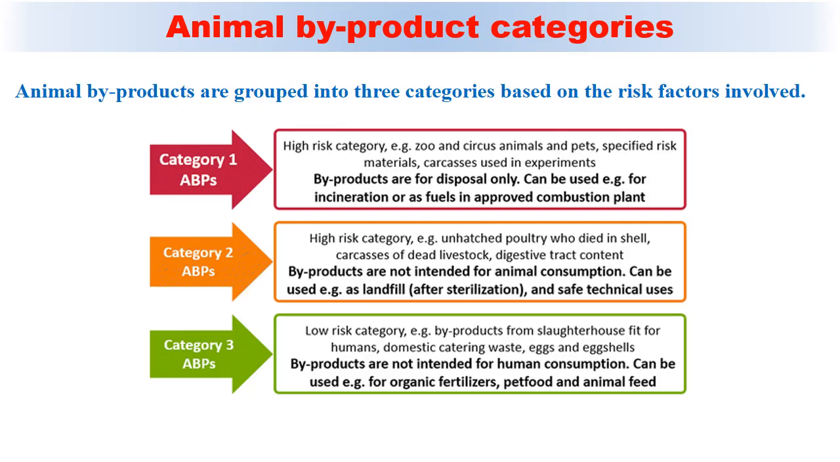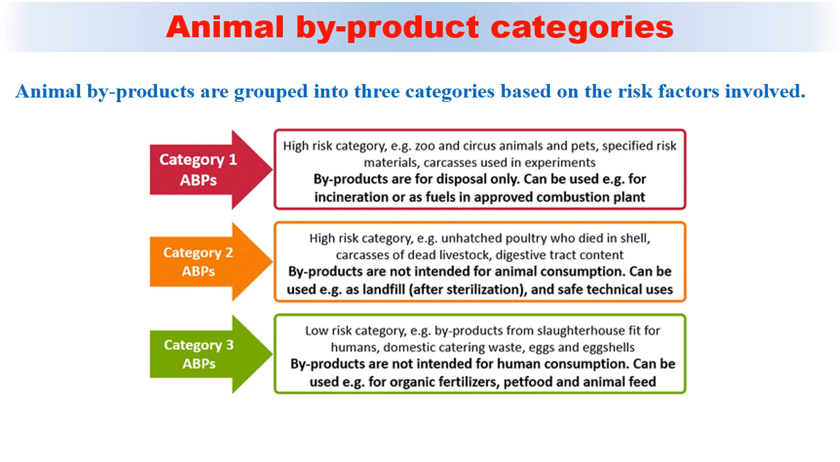Here we will see the byproduct categories. This is basically as per the European regulations. They have three categories, category 1, 2 and 3. Animal byproducts are grouped into three categories based on the risk involved, and accordingly they should be used for pet foods. Category 1 includes the high risk category, that is zoo and circus animals and pets and specified risk materials, carcasses used in experiments. All these are category 1. These byproducts are for disposal, and can be used for incineration or as fuels in an approved combustion plant.